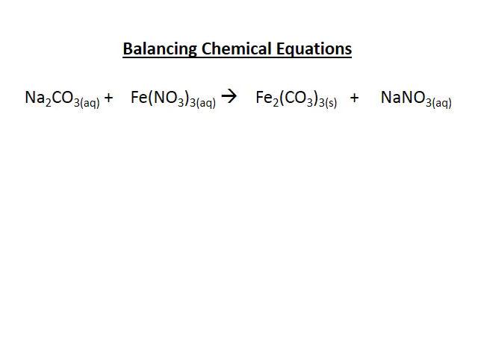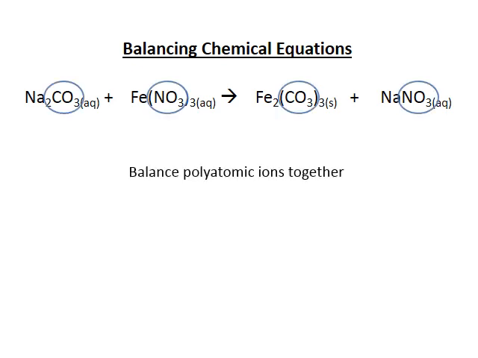Another scenario that pops up is when I have reactants and products that contain polyatomic ions. As long as those polyatomic ions stay intact on the reactant and product side, I can balance them as a whole unit. So we're going to balance polyatomic ions together. So the carbonate is in sodium carbonate on the reactant side. I've got iron carbonate on the product side, or more correctly, iron 3 carbonate. On the reactant side, I've got iron 3 nitrate, and then I end up with sodium nitrate on the product side. So I can balance those polyatomic ions as one unit.